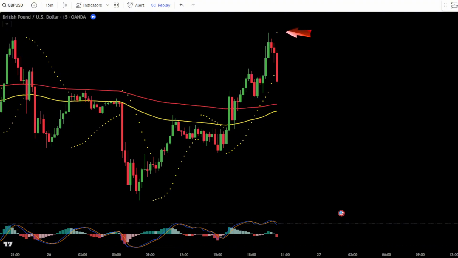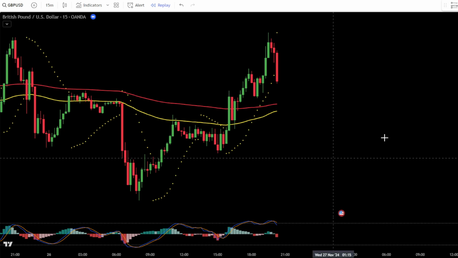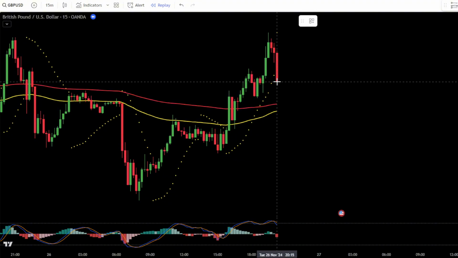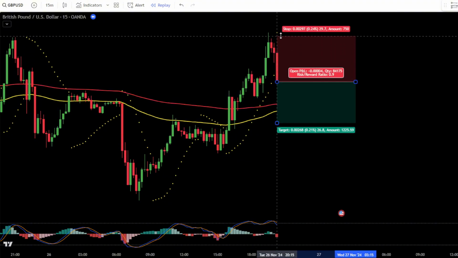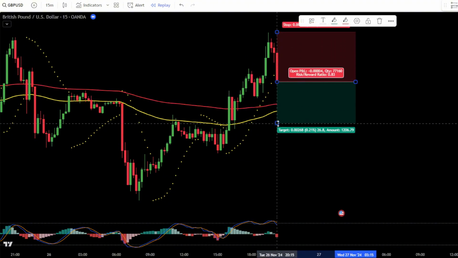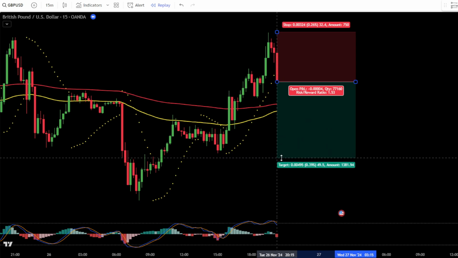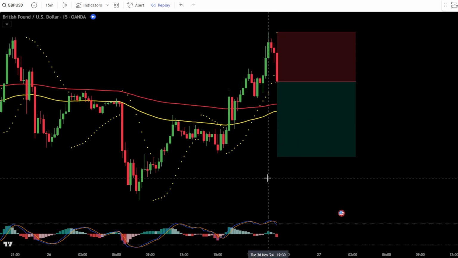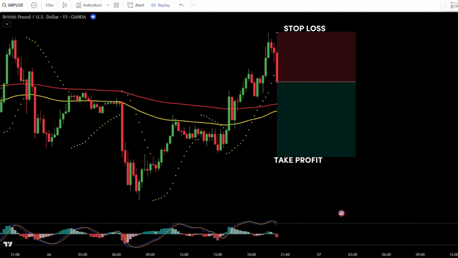The final step, make sure the Parabolic SAR has shifted above the price candlestick. Ensure that the formed candlestick is bearish. If all conditions are met, you can place a sell order after the bearish candlestick is fully closed. Set the stop loss at the Parabolic SAR. Use a take profit target with a risk to reward ratio of 1 to 1.5.